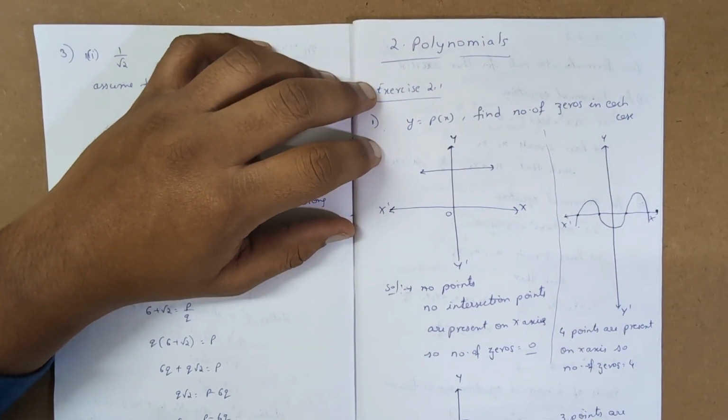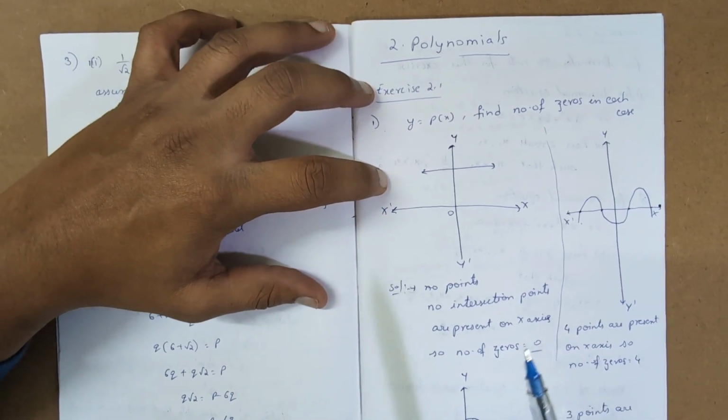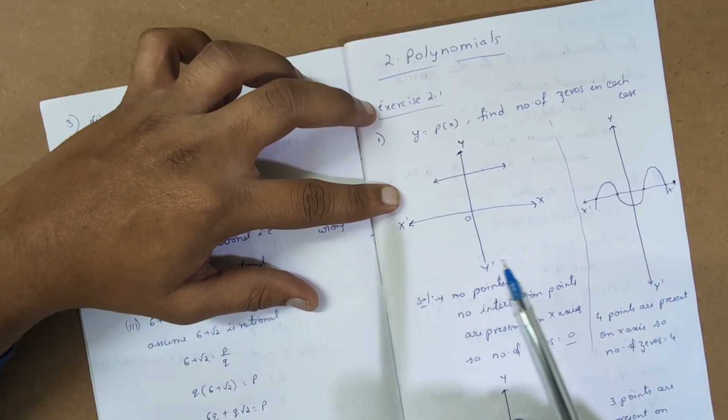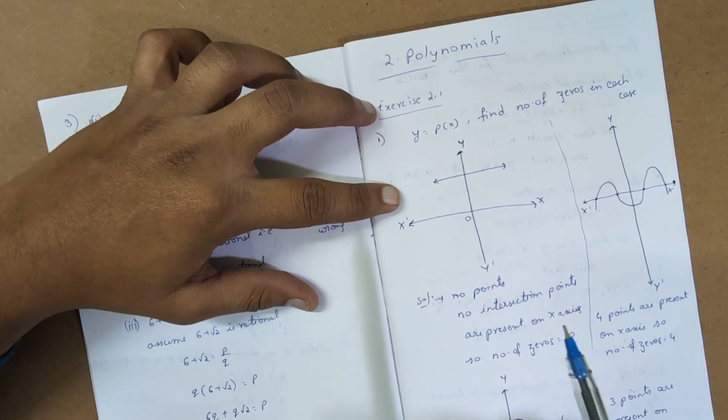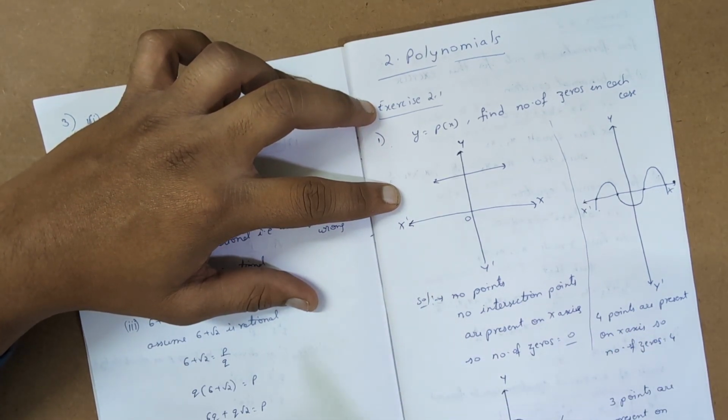Hello students. So today we are going to discuss the second chapter, that is polynomials. That is the first exercise, that is 2.1. What is a polynomial? It has multiple roots. So today in this chapter we'll discuss our two roots.